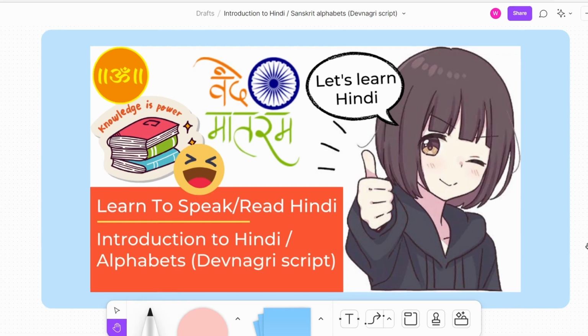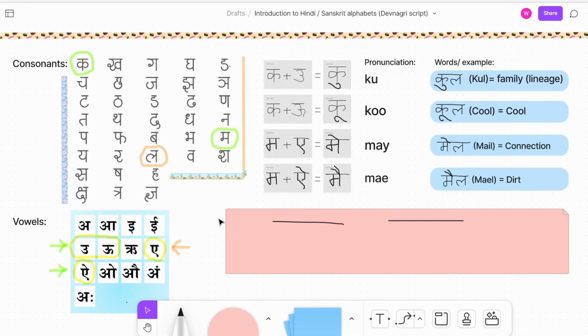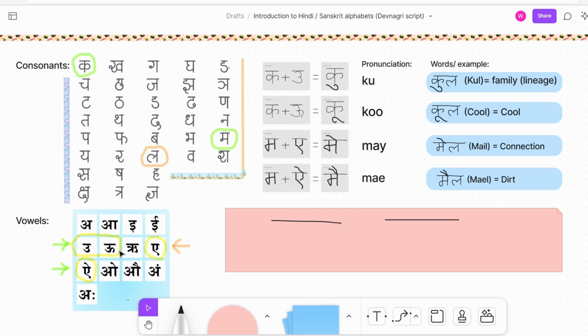This is the third part of the series Introduction to Hindi Alphabets. In first part of the series, I described about the consonants and the vowels, and in today's video, I will describe about the next four vowels, which is U, U, A and A.